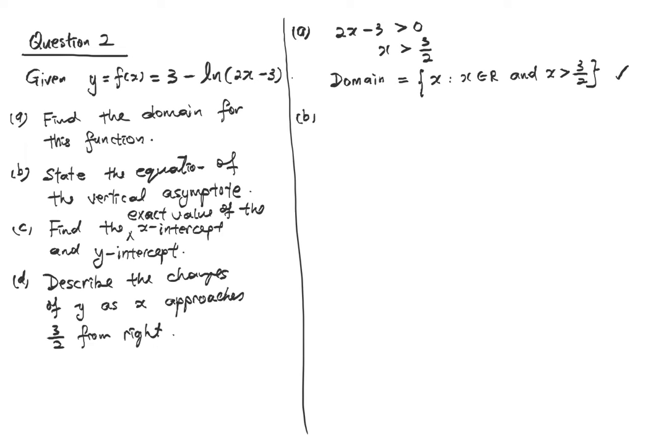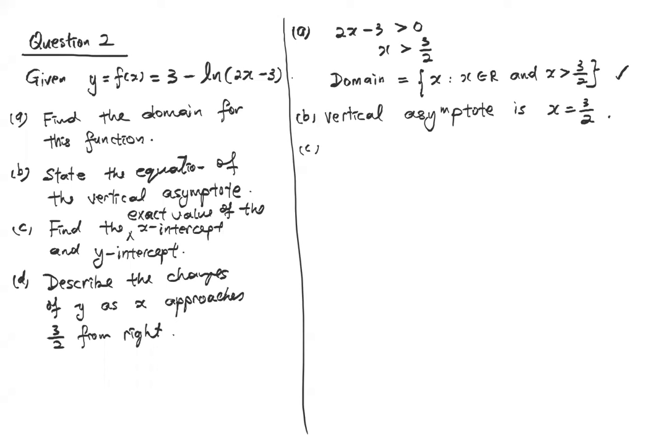Okay, so part B, when the question says state, you only have 1 mark. So the vertical asymptote is x equals 3 over 2. All right? Okay, you see your x must be greater than 3 over 2. That means x cannot be 0. So that will determine how I am going to answer the y-intercept in part C.